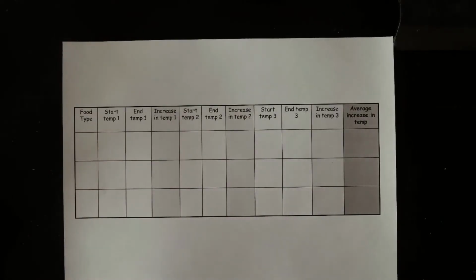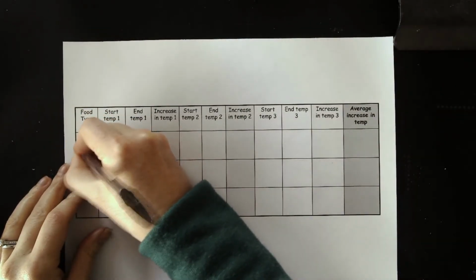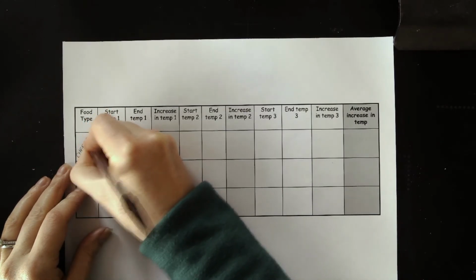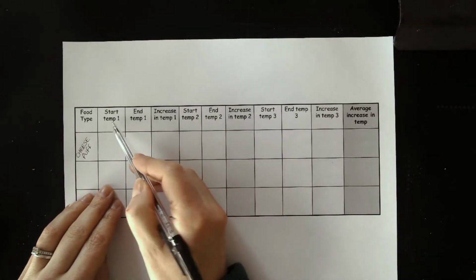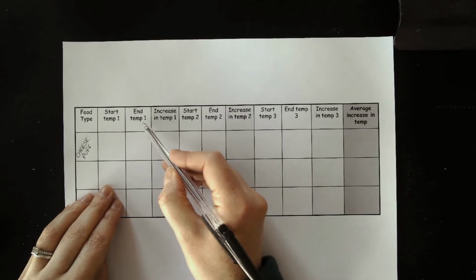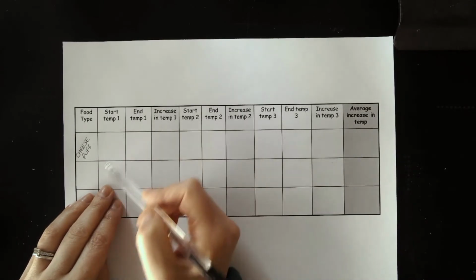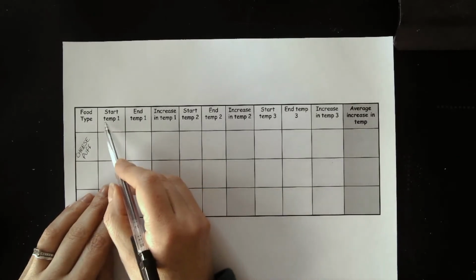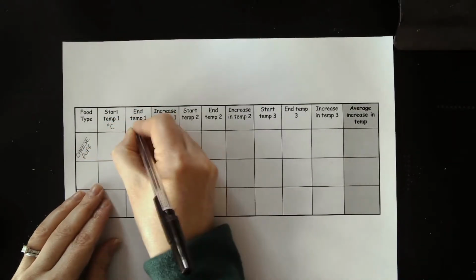This is the table I'm going to use to record my results. So the first crisp I'm going to do is the cheese puff. So food type is cheese puff. And then test one, I need the start temperature, the end temperature, and then I can calculate the increase. There is, however, one thing missing from my results table. A results table always needs units. So the temperature is measured in degrees Celsius.